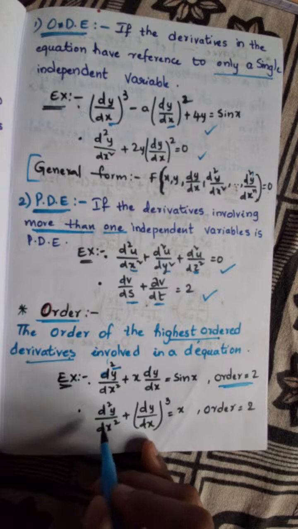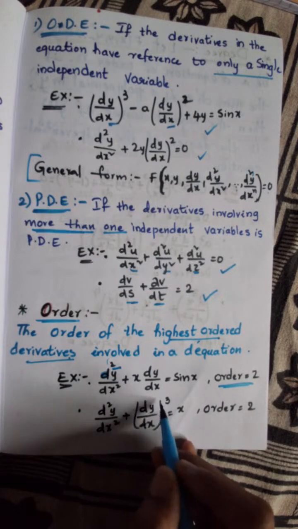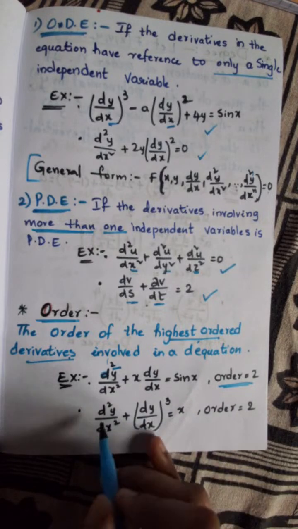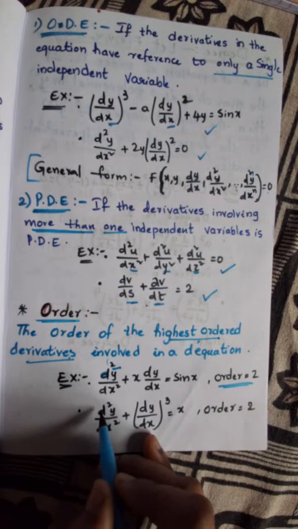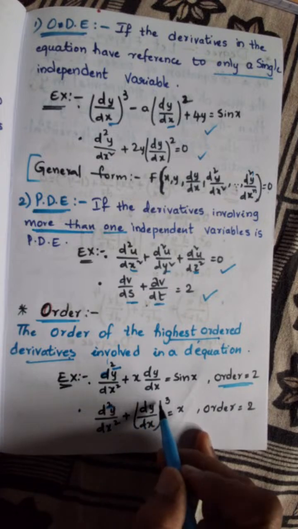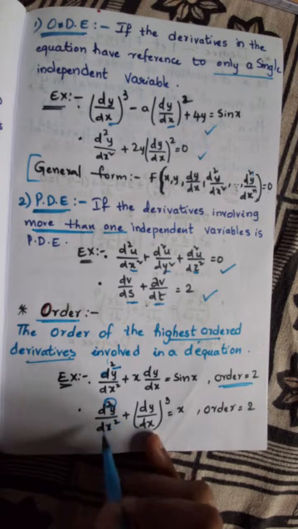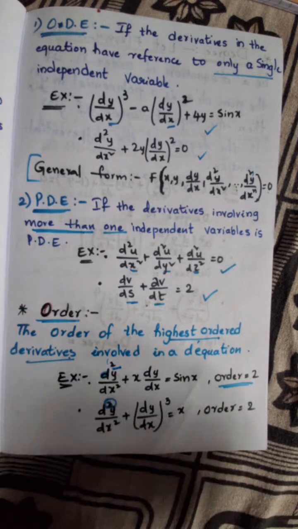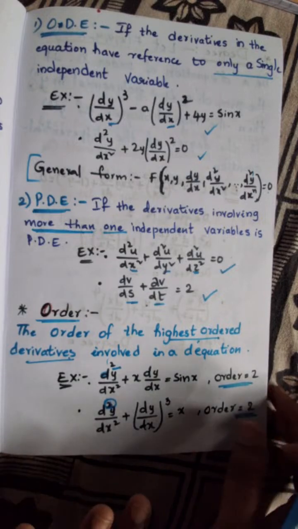Now here d²y/dx² plus (dy/dx) whole cube is equal to x. We have to see here, d square is there. So this is the highest order of this differential equation. Okay, so the highest order derivative is 2 here, d square. So this is the order of this equation. So the order is 2 here. In this equation also 2 is the order.